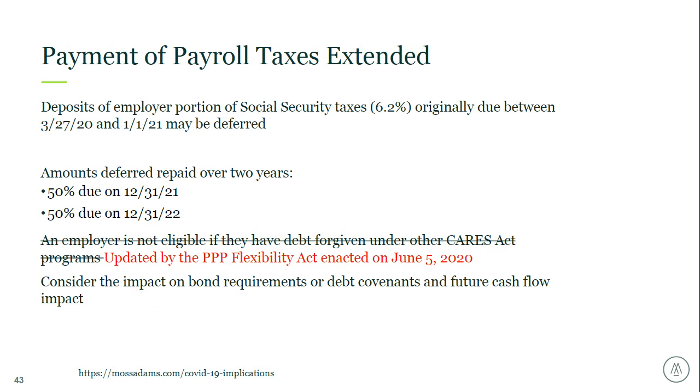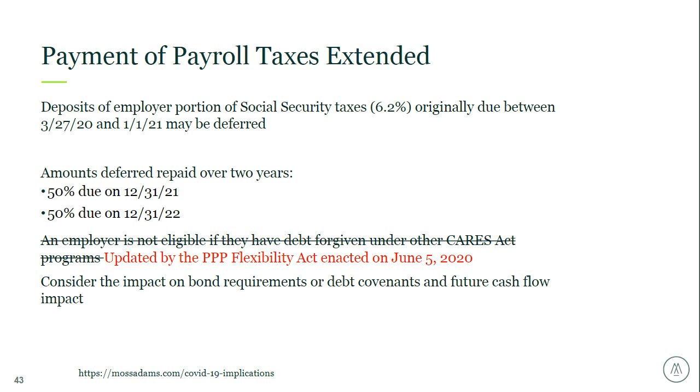All right. Another aspect of the CARES Act, which I'll just briefly mention, is the deferral of payment of payroll taxes. And this is for the employer portion of Social Security taxes, which was originally due between March 27th and January 1st, 2021. The amounts deferred do need to be repaid over 2 years. And there was an update from the PPP Flexibility Act. Originally, an employer wasn't eligible if they had debt forgiven under other CARES Act programs, so the PPP loan, but this was updated by the PPP Flexibility Act.